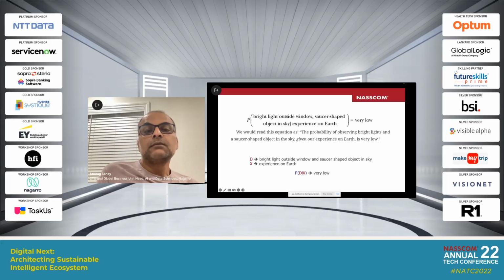And then there is a vertical bar. And then I say, given the experience on Earth, the probability of this whole thing is very low. And I'm expressing surprise here. What is the level of surprise I have in what I just saw right now? So the whole thing can be read as that the probability of observing bright lights and a saucer-shaped object in the sky, given our experience on Earth, is very, very low.